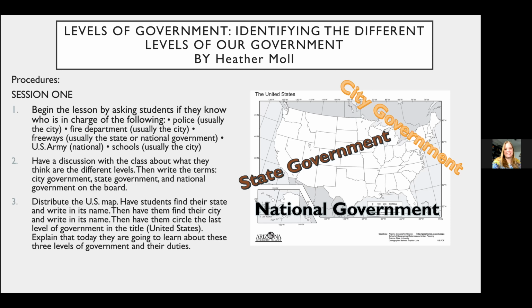They distribute this US map. They're going to find their state and write in its name. So they can find Arizona. Then they find their city and write in its name. Then they circle the last level, which is the title of the map that they're looking at, the US. You have those 3 different levels, whether it be Prescott to Arizona to the US, it all depends. So that's what they're going to start with.